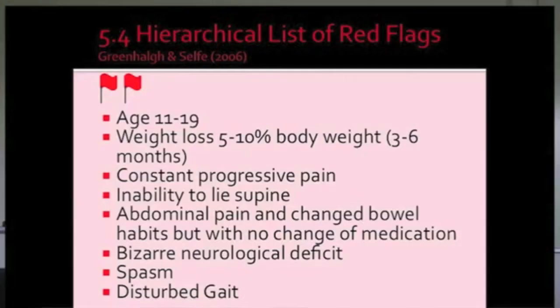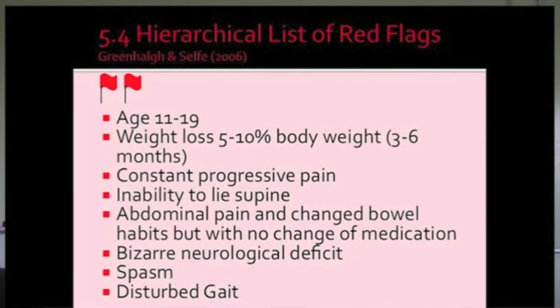So we move down the list to things which are slightly less important. We'll still be perhaps concerned about them, but not quite so alarmed. Age 11 to 19, weight loss 5 to 10% of body weight during a 3 to 6 month period, a constant progressive pain, an inability to lie supine, abdominal pain and changed bowel habits, but with no change of medication. And again, it's very important with these kinds of questions to understand the chronology of what's going on, because with a lot of the medications for back pain, they often have a constipatory effect. And so you need to understand what the chronology is. So has the change in bowel habit occurred pre or post having to take some sort of medication for the problem which the patient has got?